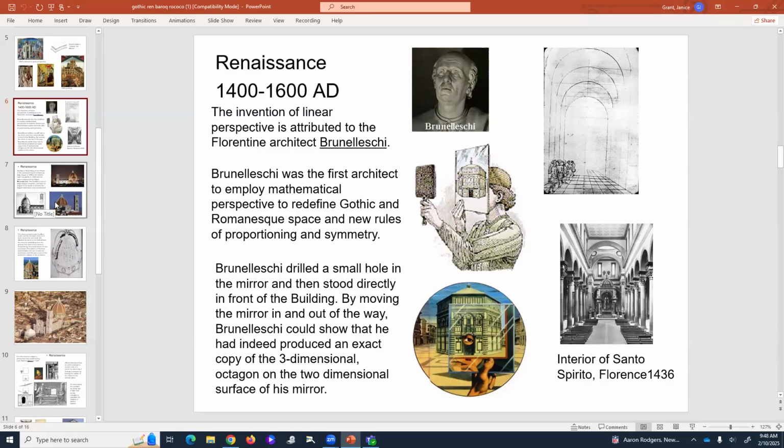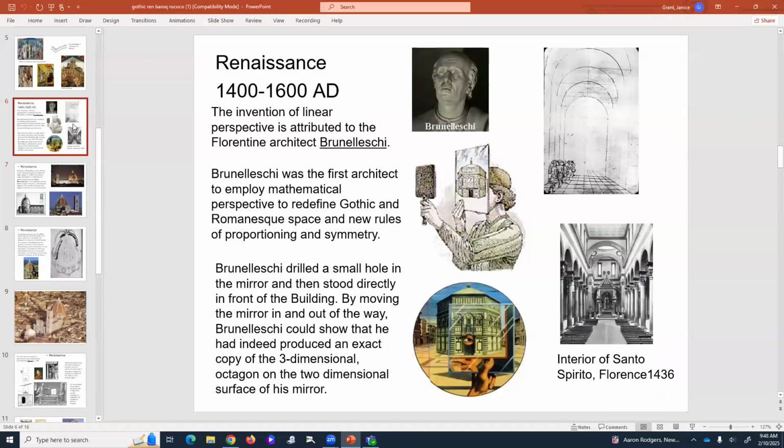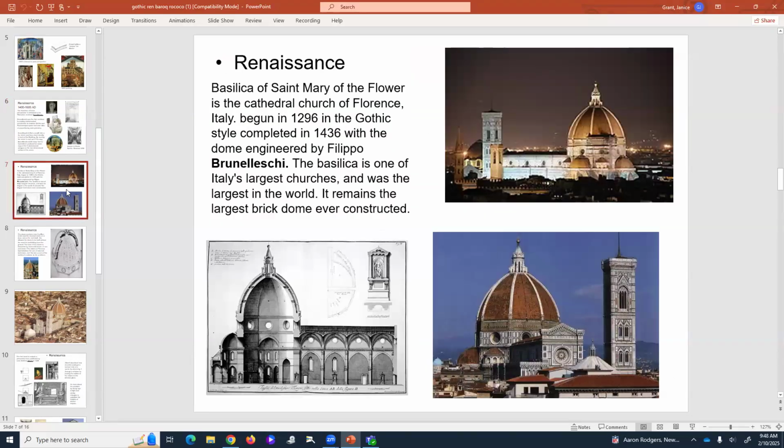And so Brunelleschi himself, though, didn't do any really big writings. He was more of an architect and not so much an author. But you'll see later on that people write about his discoveries. But what he's known for here is this Basilica of Saint Mary of the Flower, is this cathedral church in Florence, Italy.